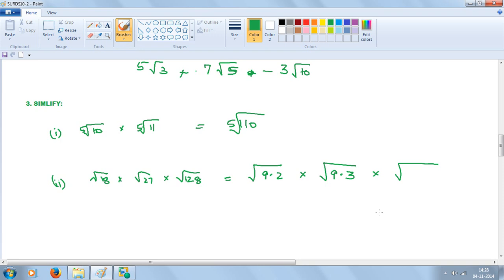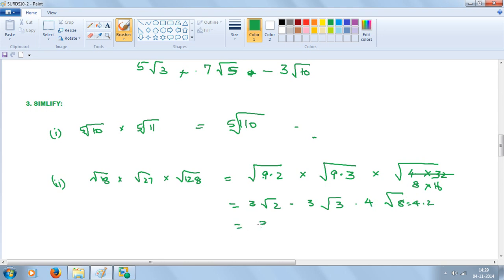Now root 128. 128, how can we say, 4 multiplied by 32, or you can say it is 8 multiplied by 16. This is much better. So this is multiplication, not addition. If you take out 9, it is 3. It is 3 root 2 multiplied by, it is 9 root 3, and multiplied by, now take 16, it is 4 square, multiplied by 4 root 8. Or root 8 also you can say it is 4 multiplied by 2, so this 2 we can take out.